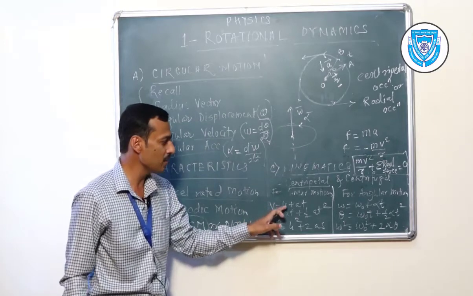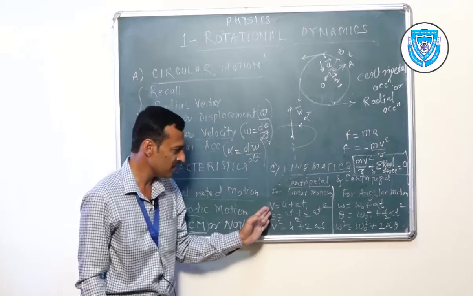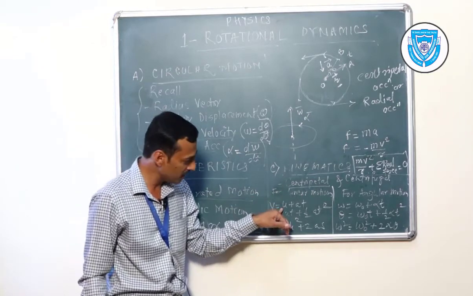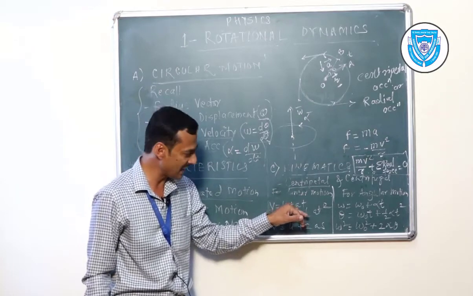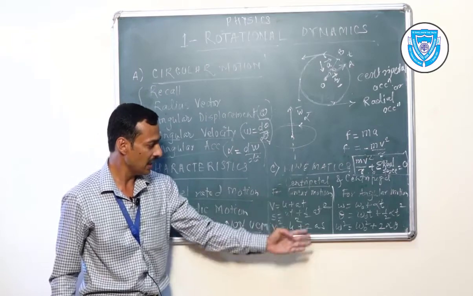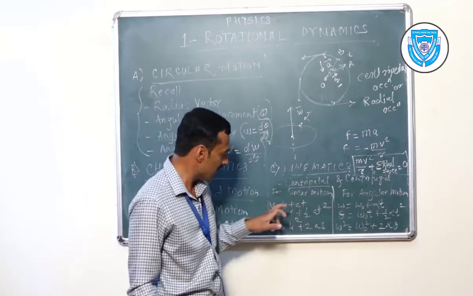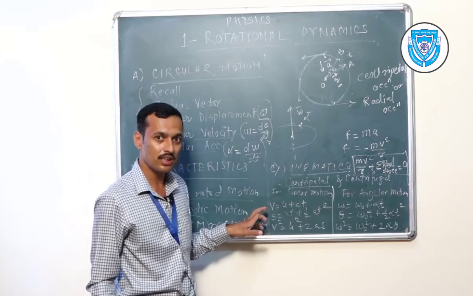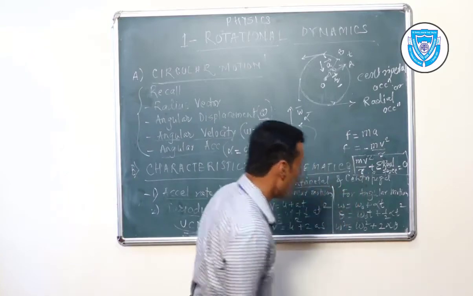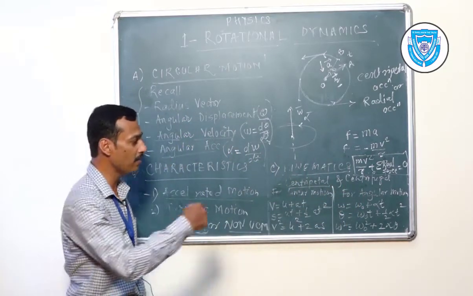First one, v is equal to u plus at, where v is the final velocity, or velocity after time t. u is the initial velocity, a is acceleration, and t is time. s is displacement. And for angular motion, in the same way, v is the linear velocity after time t. Here omega is the angular velocity after time t.